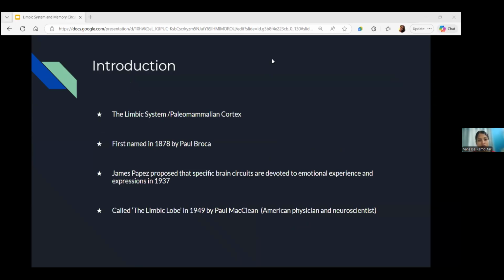The word limbic means a border or margin, and this refers to a group of deep brain structures which lie between the cerebral cortex and the hypothalamus. It has intricate neuronal connections with structures beyond this zone, and it plays a crucial role in olfaction, emotions, memory, drive, and behavioral processes. It was first identified by a French anatomist named Paul Broca in 1878, and the term the limbic lobe was coined by the American neuroscientist Paul MacLean in 1949.